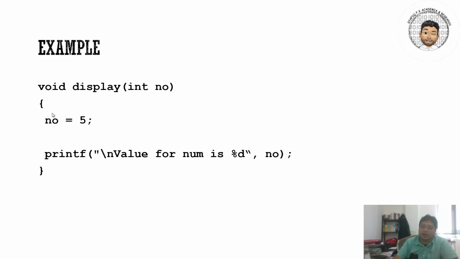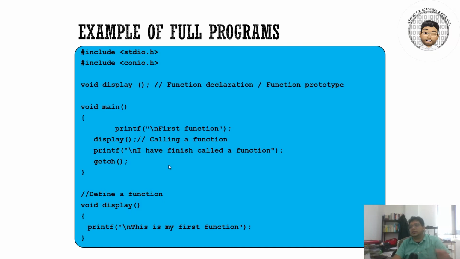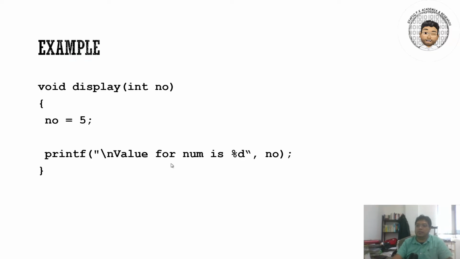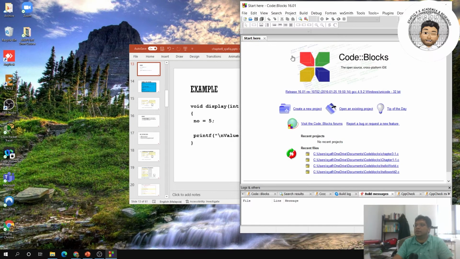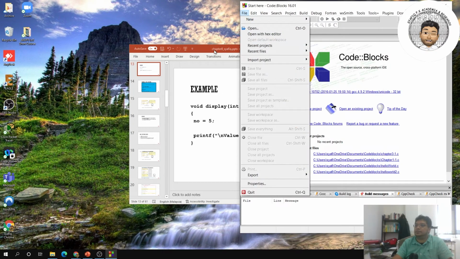Example 1: void display, integer no. Here is one function. Here no is equal to 5. Printf value num is no, which is 5. So next time when you call display and put in anything, for 5, it will display 5. Let me just demonstrate to you. Let's go to our Code::Blocks. So we create a new file.